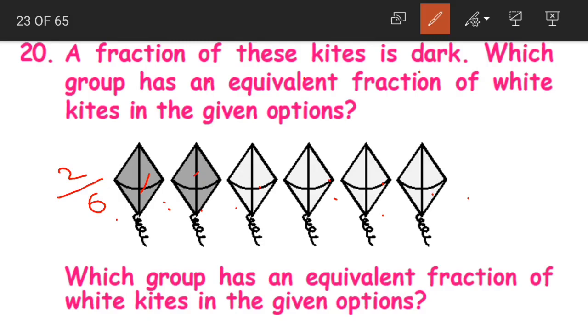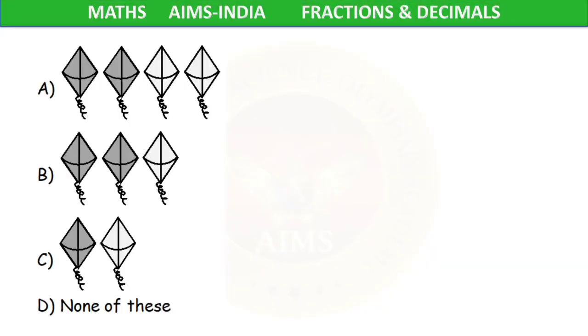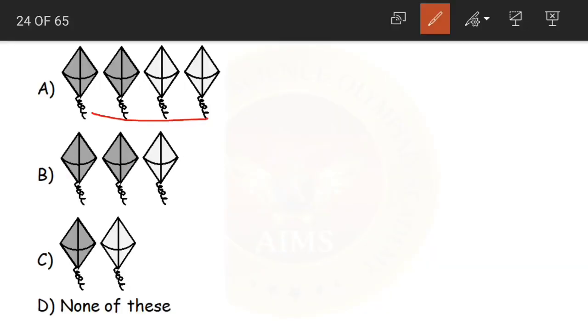Now which group has an equivalent fraction of white kites in the given option? We should find out its equivalent fraction. Yes, and that should be the representation of white kites. If you look at the given options, for option A we are having 2 by 4 as the answer for white kites. Then option B we are having 1 by 3. Option C we are having 1 by 2, and option D is 1 by 3. The fraction of white kites, what should we do? We should find out the fraction of white kites here.